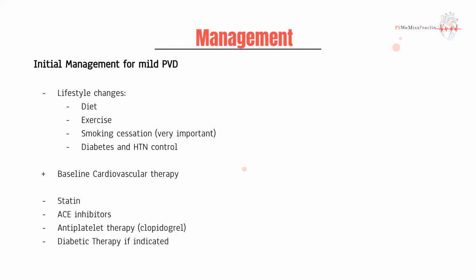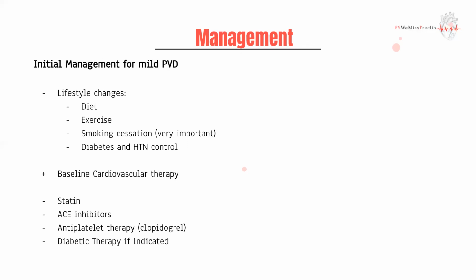So how do we manage PVD? The first thing, as always, is going to be lifestyle changes. So diet, exercise, smoking cessation, screening for other cardiovascular and metabolic syndromes and controlling them. And then in addition to that, you are going to want to start them on some medications. What we think of are our stock standard cardiovascular therapy for metabolic syndrome. So we're going to start them on a statin, an ACE inhibitor, an antiplatelet therapy, probably clopidogrel.